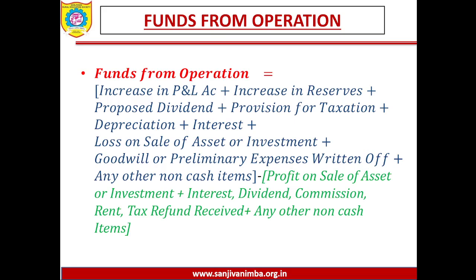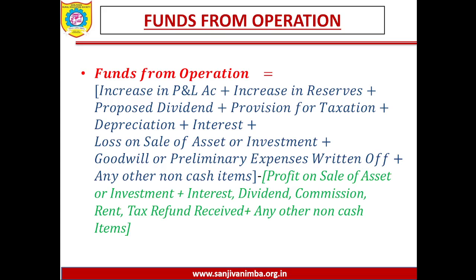First was P, increase in P and L account. Then R, increase in reserves. Then D, proposed dividend. Then T, provision for taxation. Then D, depreciation. Then I, interest. L, loss on sale of asset or investment. G, goodwill or preliminary expenses written off. A, any other non-cash items.